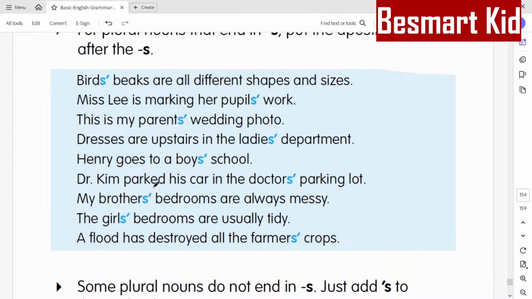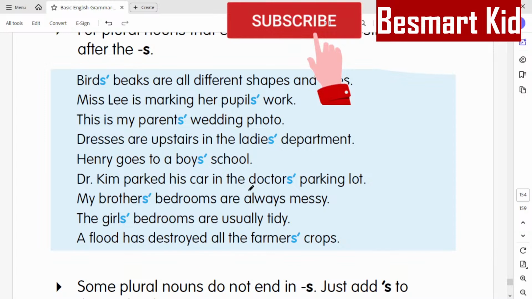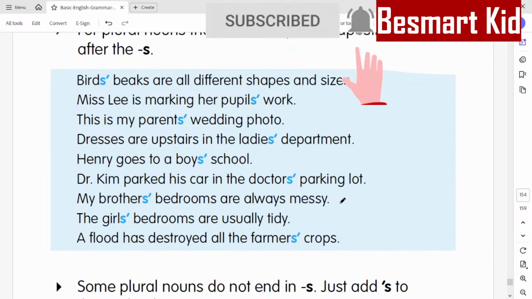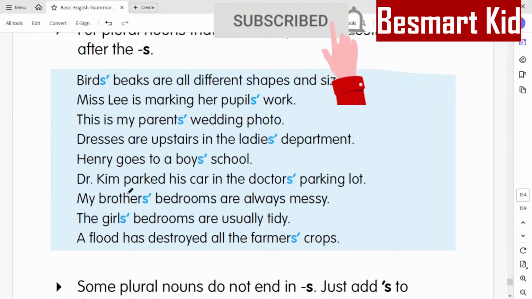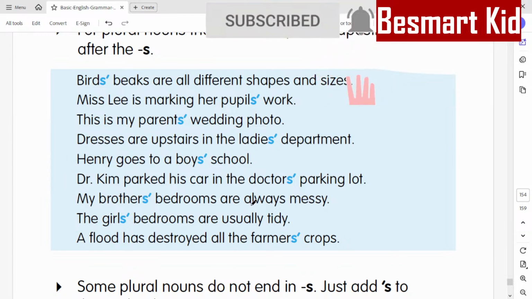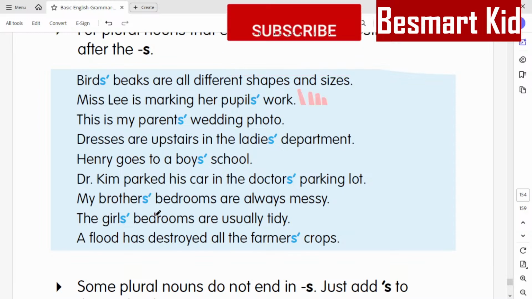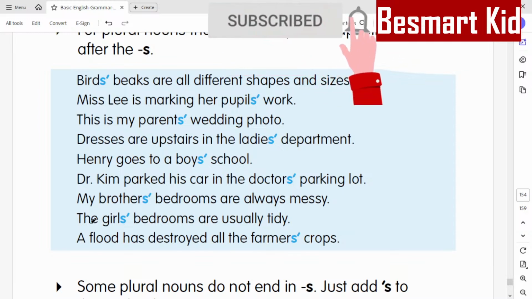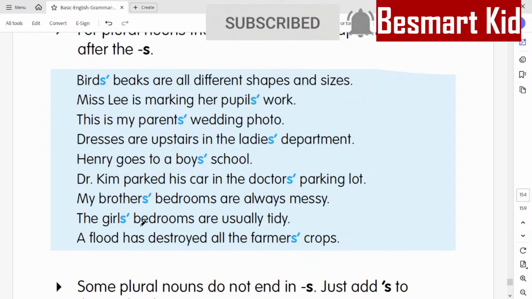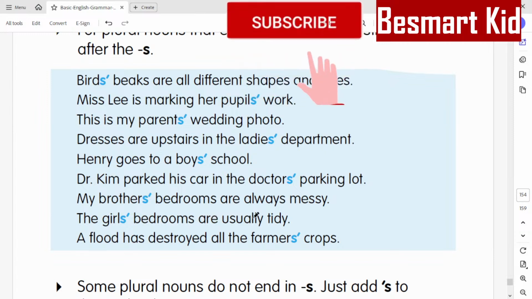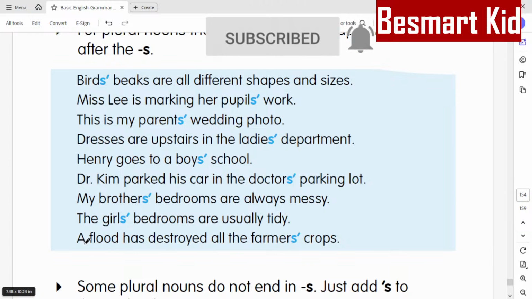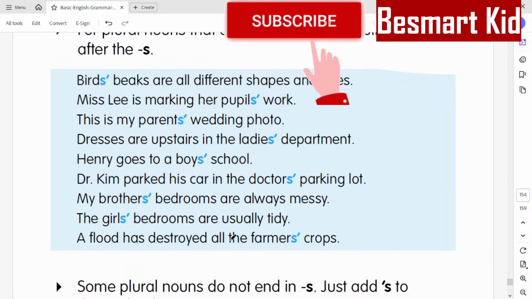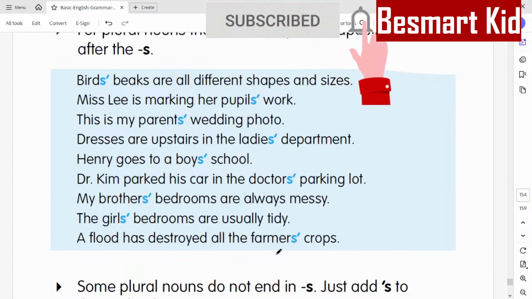Dr. Kim parked his car in the doctors' parking lot. My brothers' bedrooms are always messy. The girls' bedrooms are usually dirty. A flood has destroyed all the farmers' crops.